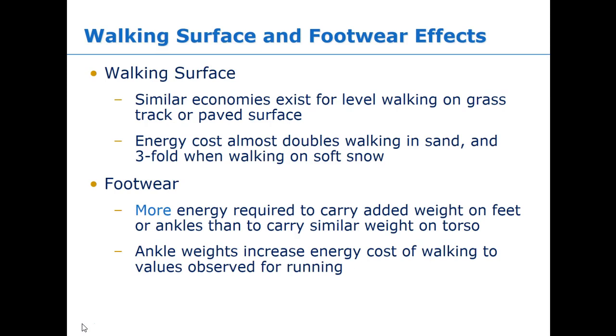If you look at Table 8.6 in your Chapter 8, it summarizes the influence of terrain and walking surface type on the energy costs required of walking. Similar economies exist for level walking on a grass track or a paved surface. And not surprisingly, energy cost almost doubles walking in sand compared with walking on a hard surface.